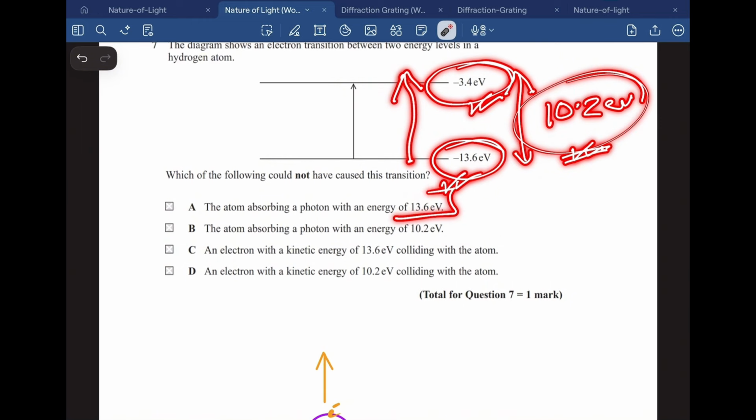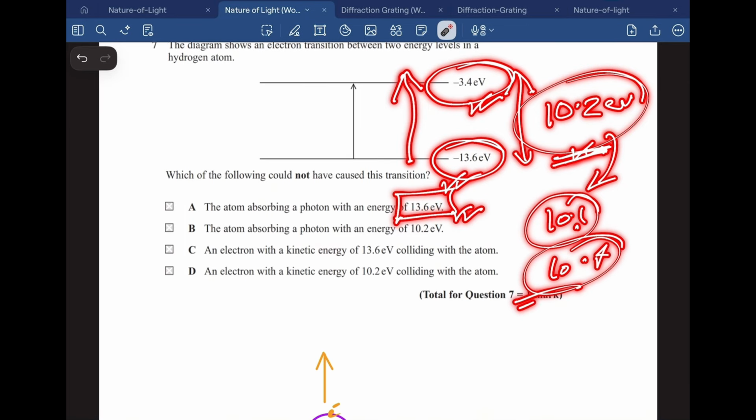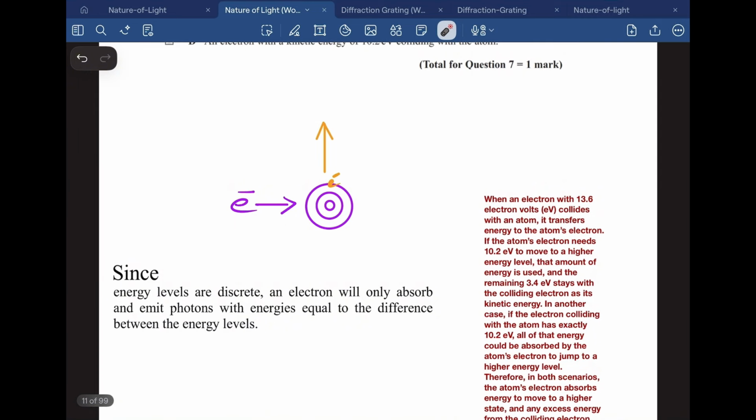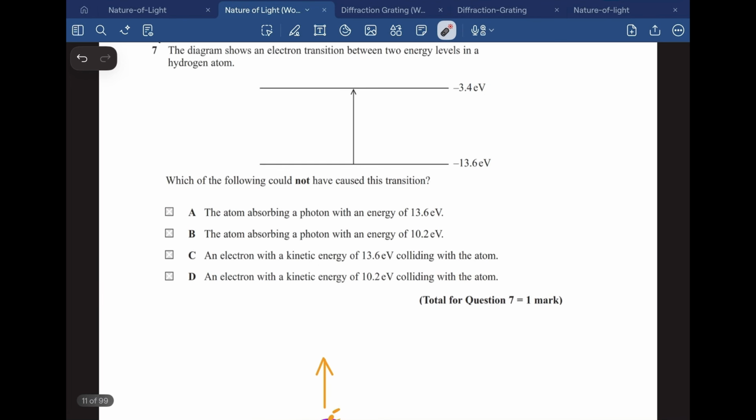It will not receive 13.6. It will only receive the amount that is required to move from the lower energy level to higher energy level. It will never release 10.1 or 10.4 even. It will only receive this value, which is 10.2 electron volt. Please read it again. Energy levels are discrete. An electron will only absorb and emit photons with energies equal to the difference between the energy levels. It will never receive anything more.